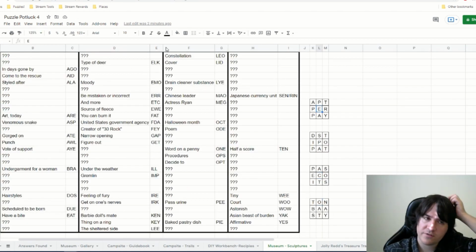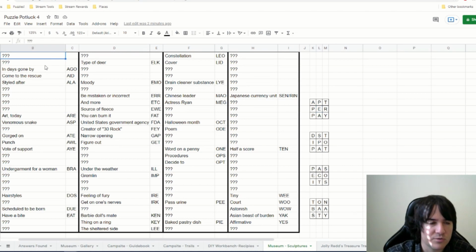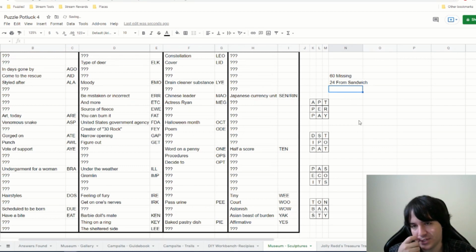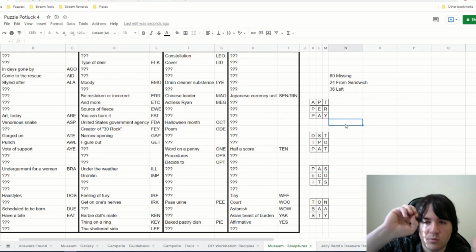We have 24 of the missing words here. How many missing words do we have? It looks like we're missing 60 words. 24 from sandwich. And that leaves 36, which could be maybe 9 from each cube. Maybe all of them going in one direction through the cube, like down.